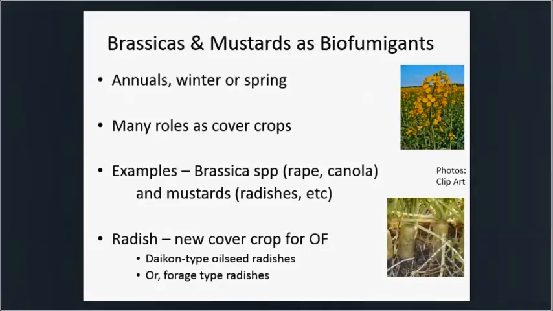So brassicas and mustards, when they're used as biofumigants, they are annuals, of course. They can be used as annuals, grown in winter or spring, and they play many other roles as cover crops, not just biofumigation. And those examples are shown there. And radish, a picture of radish growing there that is used as a cover crop, you're seeing it there. It's very aggressive in its growth. You see it heaving out of the ground because it hit a compact layer down there. So it's growing outwards as opposed to growing downward, because you take the path of least resistance, which is upwards.